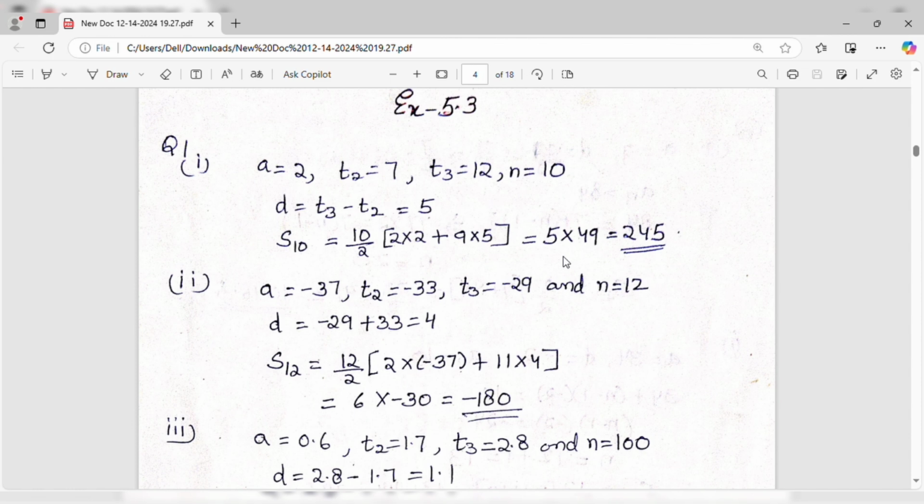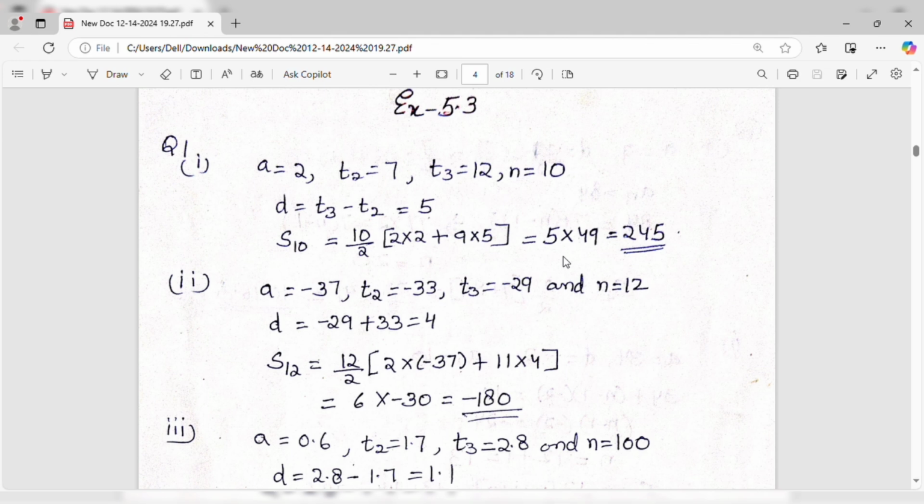A is 2, second term is 7, third term is 12 and n is 10. So we will get d as 5, S10 would be 10 by 2 bracket 2 into 2 plus 9 into 5. So the sum of the 10 terms would be 245. In the second part, a is minus 37, the second term is minus 33 and the third term is minus 29, n is 12. So we will get d as 4, and after using the formula we will get S12 as minus 180.